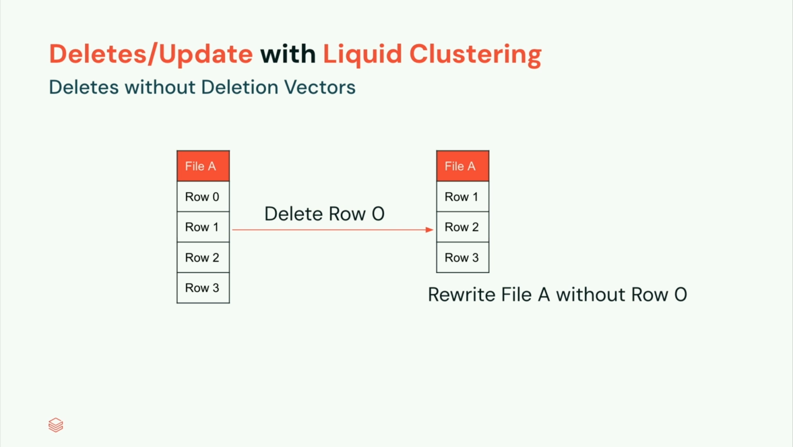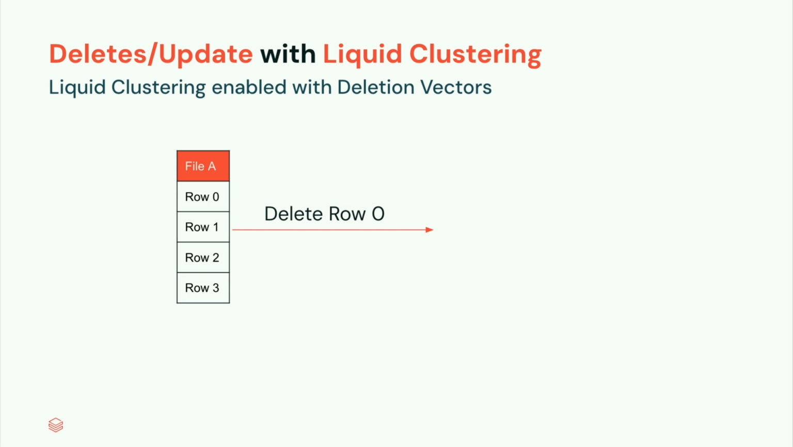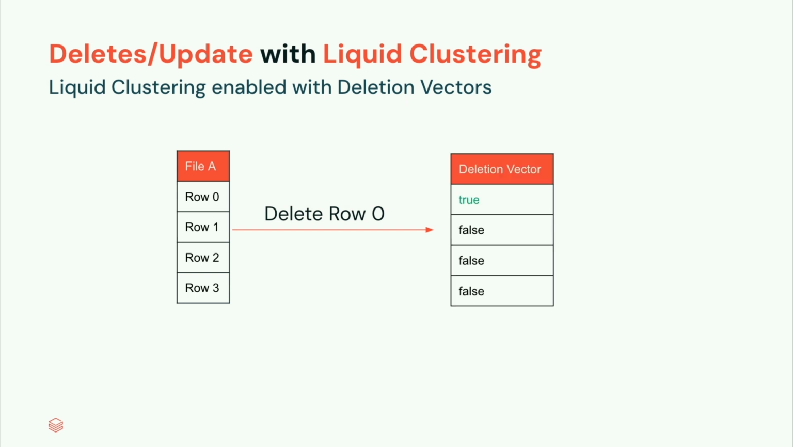With liquid clustering, all tables that have liquid clustering enabled come pre-enabled with deletion vectors. So the same delete now is much more efficient because we don't have to go and read and write the data again for that file. We just have to mark the deletion vector for those given rows that we deleted as true, as you see in this example here. So when you have hundreds of columns or maybe even thousands of columns, this can be really helpful in reducing the amount of data to read and write.